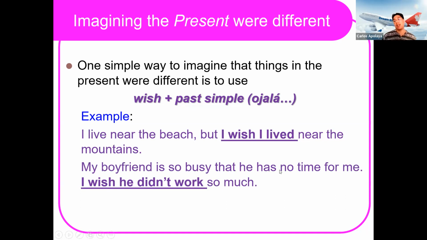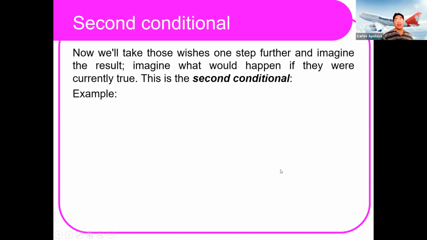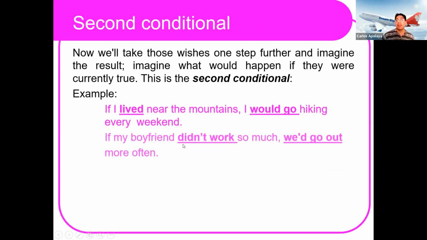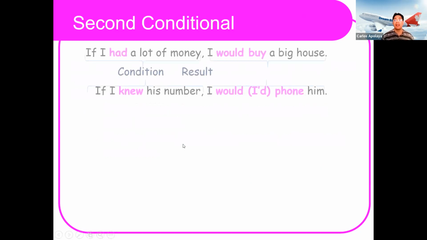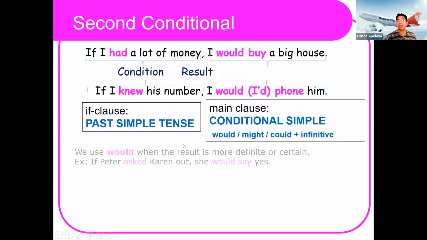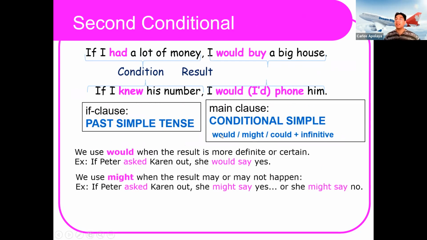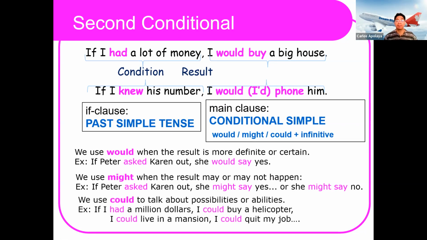He has no time. Second conditional, you know the conditionals, easy peasy. Remember that you use would, might, and could, okay? Do you remember? Yes, you can say, well, if I had money, I could buy a house. I might buy a house, and I would buy a house. The meaning is the same.